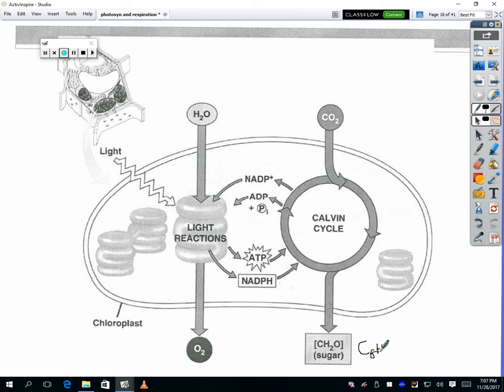C6H12O6. I'm gonna write that again because that's really sloppy here. C6H12O6. How about we just say you jot down C6H12O6. So let's talk about this.